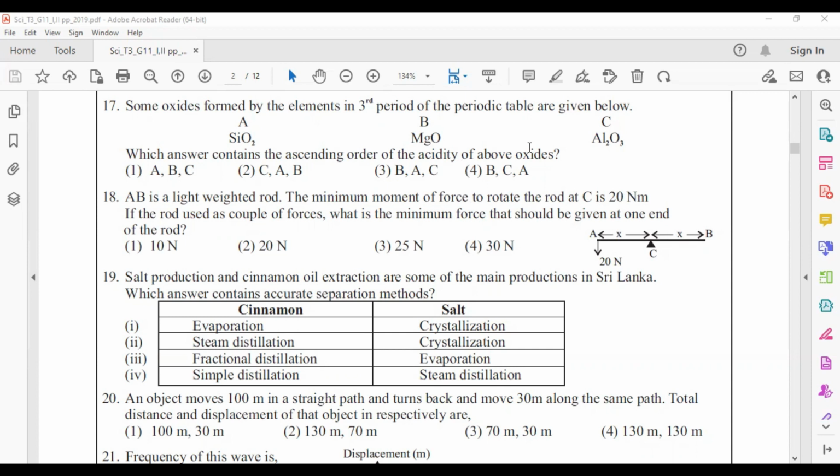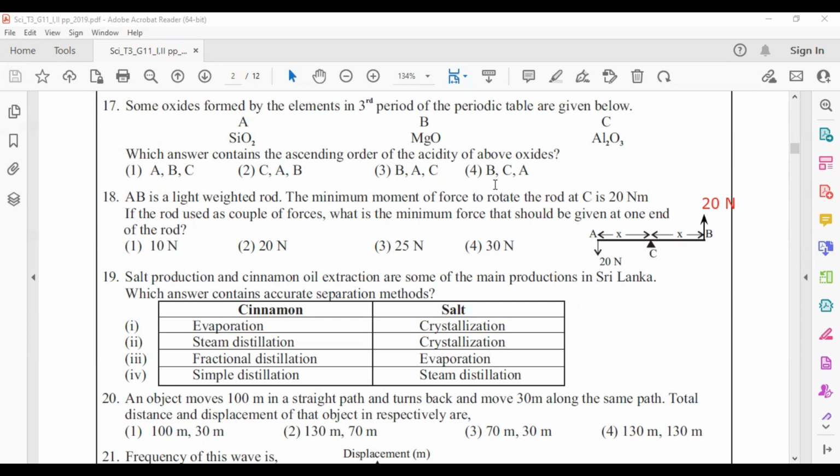Then when we are applying a couple of forces, another 20 Newton force should be applied from here. That is also 20 Newton. That is the meaning of couple of forces. The same amount of forces are applied in opposite directions to get the same result. It is rotating in the anti-clockwise direction by these two forces. That's why we call it a couple of forces.